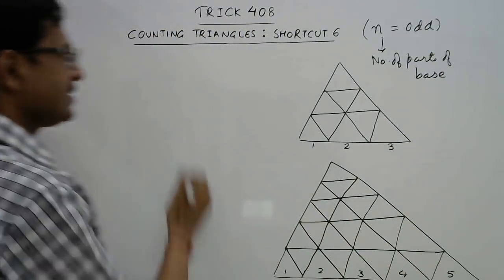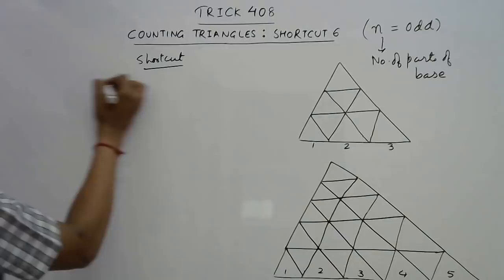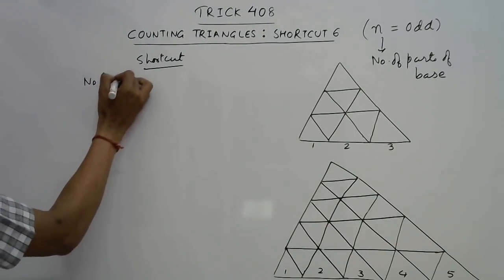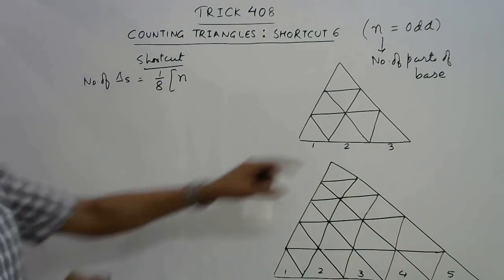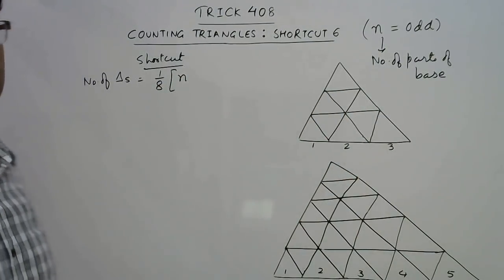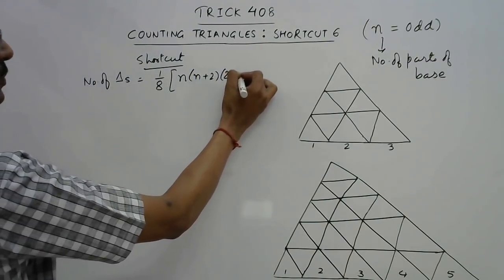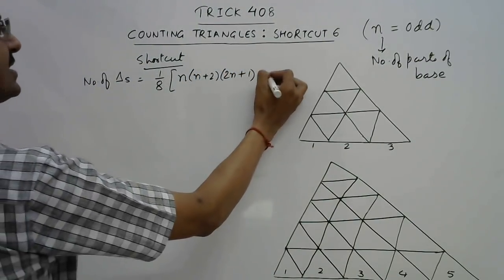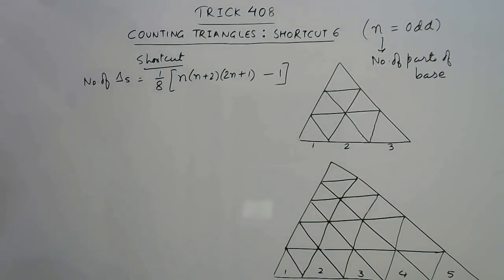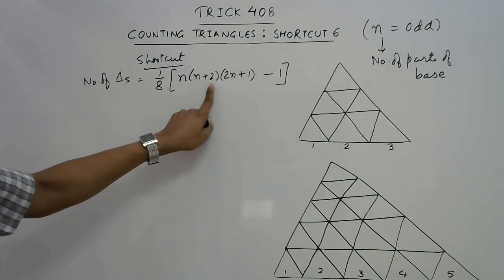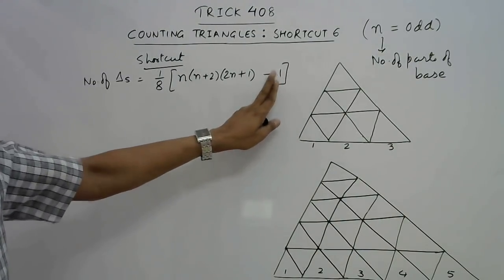Now in such cases, you can use this shortcut to find the number of triangles. It is 1/8 of n, n is the number of parts of the base, multiplied by n plus 2, multiplied by double n plus 2 plus 1, and just subtract 1 from this product. Remember, this 1 is inside the bracket, the square brackets, and not outside, it is inside.